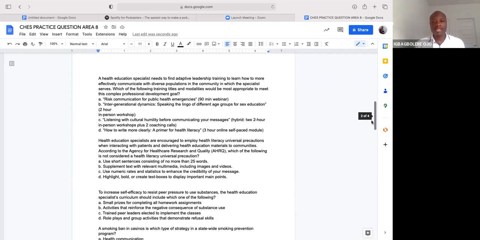Interesting question. Option A says risk communication for public health emergencies. Option B says intergenerational dynamics, speaking the lingo of different age groups, for sex education, 2 hours in-person workshop. Option C, listening with cultural humility before communicating your message. Hybrid, 2 hours in-person workshop plus 2 coaching calls. Option D, how to write more clearly, a primer for health literacy, a 3-hour online self-paced model.